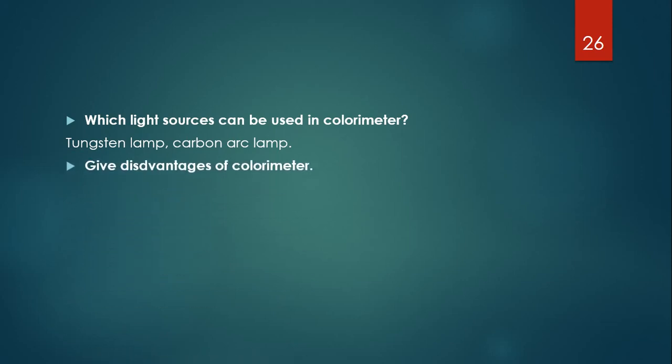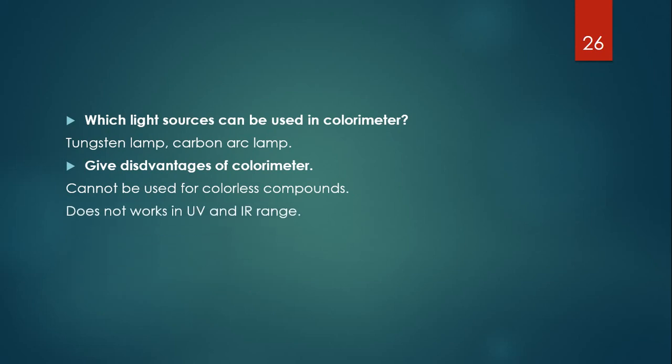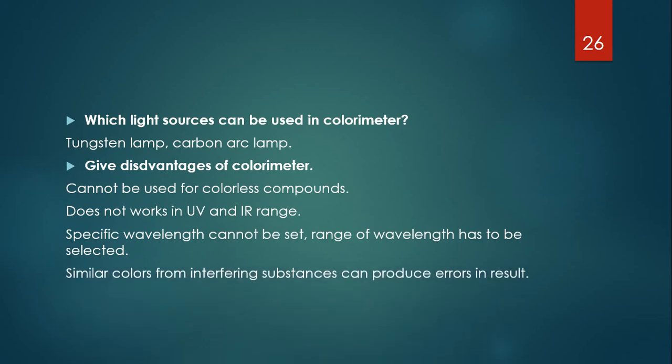What are the disadvantages of colorimeter? It cannot be used for colorless compounds. It does not work in the UV and IR range. Specific wavelength cannot be set. Here the range of wavelength has to be selected. Similar colors from the interfering substances can produce errors in the result.